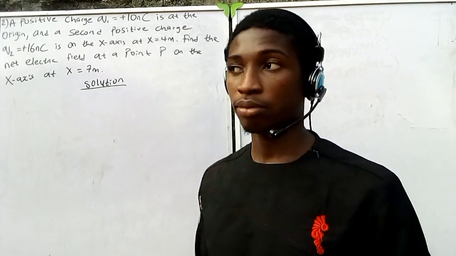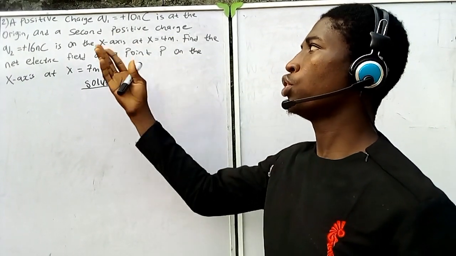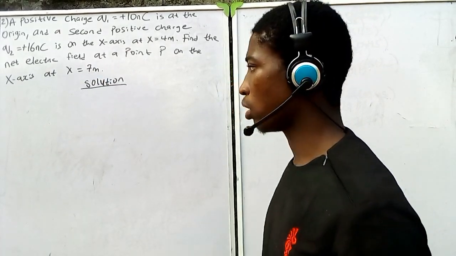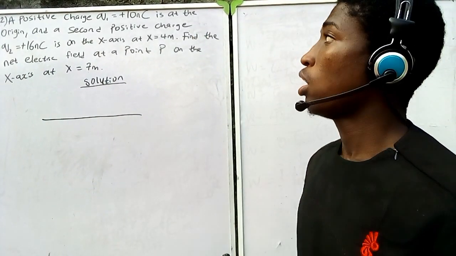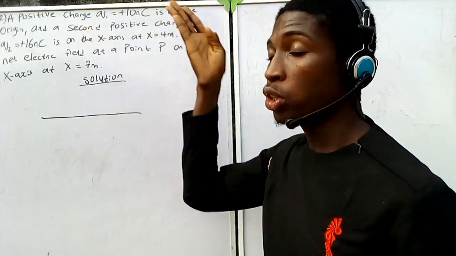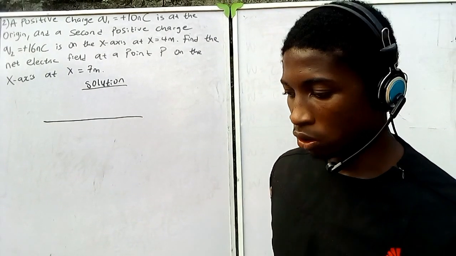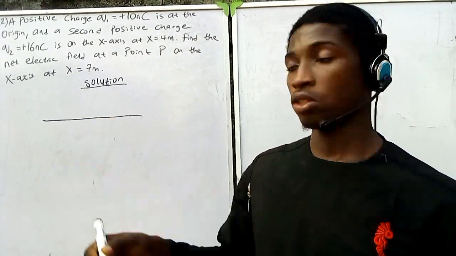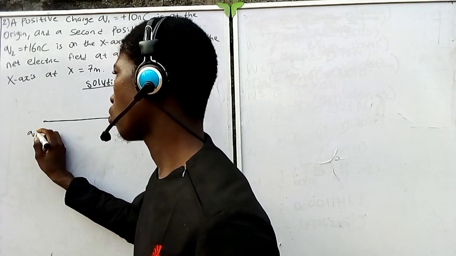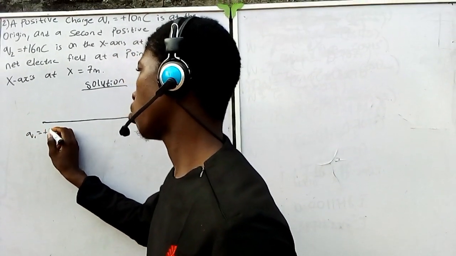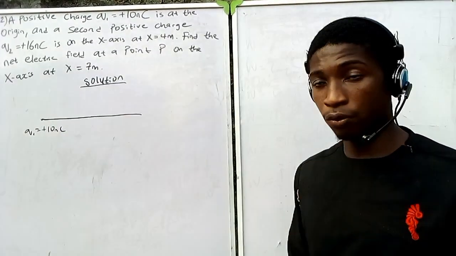You understand? The first step to do is this. Now you hear the word origin, x-axis, alright? So this is an axis form, right? So this is the x-axis, or assuming an x-axis. And the question says a positive charge Q1 is at the origin, obviously. The origin is at 0, right? So the position of charge Q1 is 0 and it is positive 10 nanocoulomb. Am I right? Are you following?